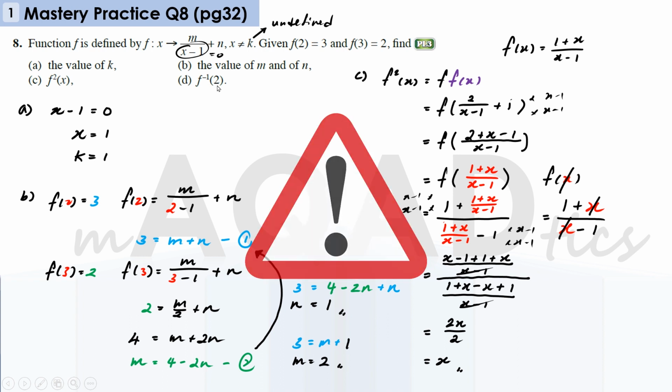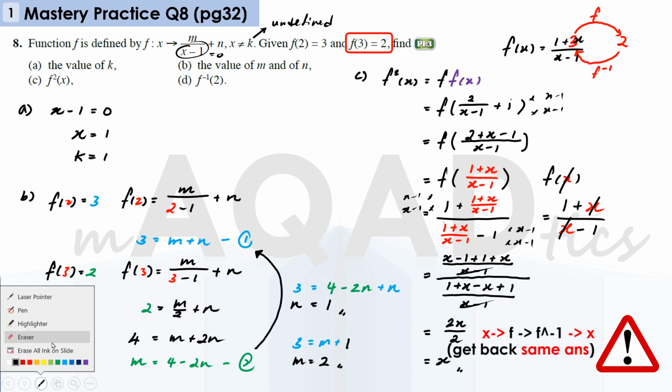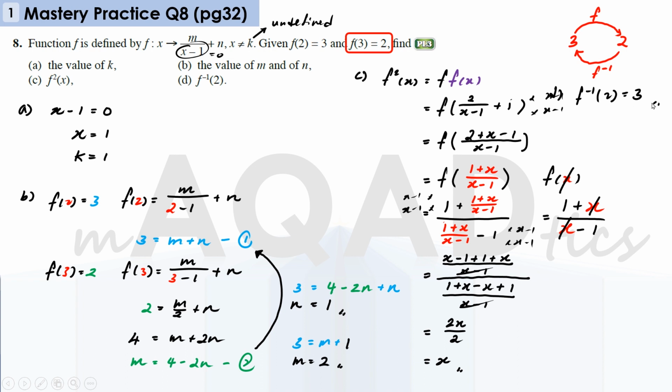Last question, f inverse of 2. Right, so if you look closely at the information they are given, one of it says if I put 3, I will get 2. So this means if I put 2 back into the same function but reversed, or inverse, I will get back the original value, right, which is 3. So if you look at this diagram here, oops, sorry. Okay, you can see that 3, if I put it into this f, I will get 2. So if I put it back to the inverse, it will give me back the original value, which is 3. Okay, so your answer would be 3. No calculation is required.